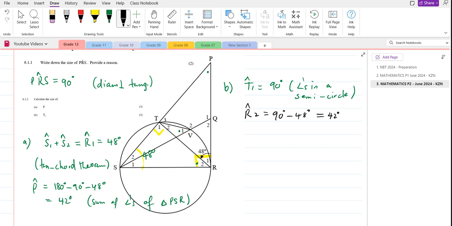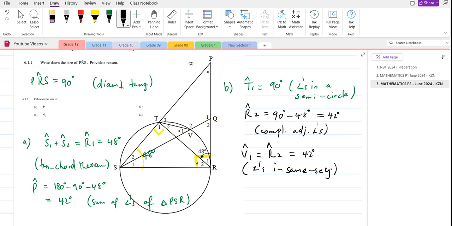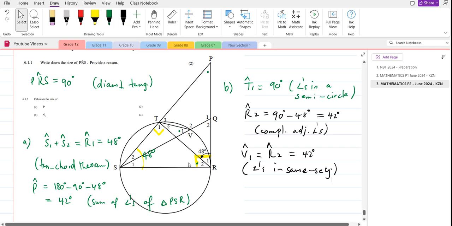That's basically complementary adjacent angles, right? Because that's next to the 90 degrees. So now we can say angle V1 is equal to angle R2, which is equal to 42 degrees. And the reason is angles in same segment. I hope you guys understand this. Don't forget to leave comments if you don't understand.